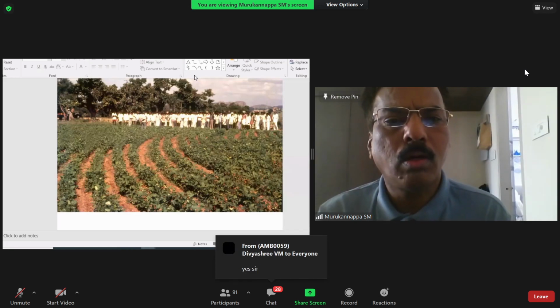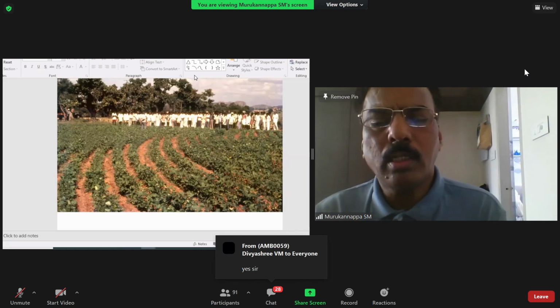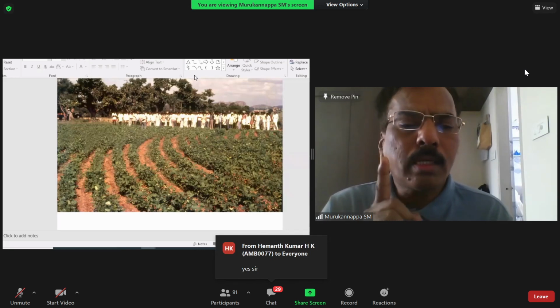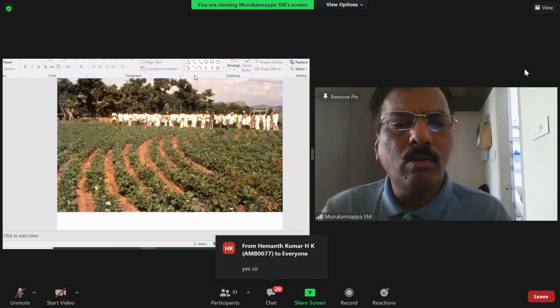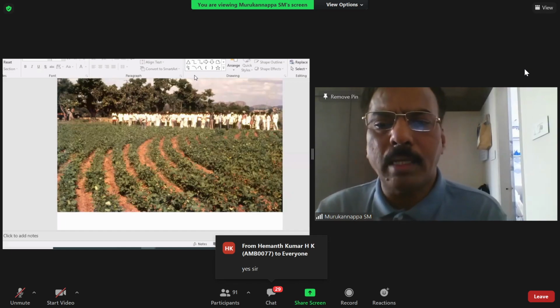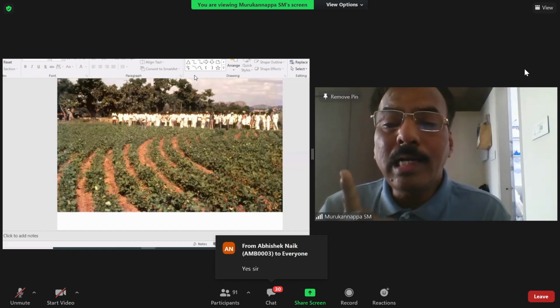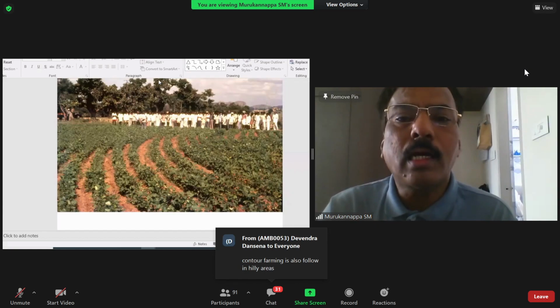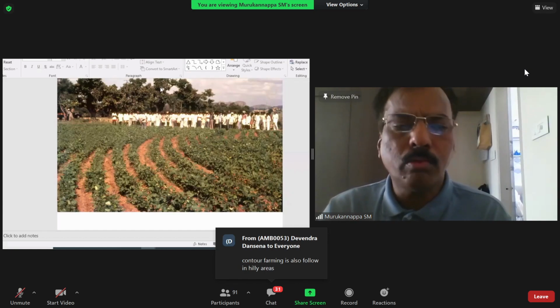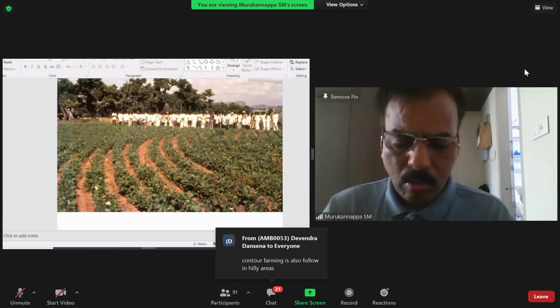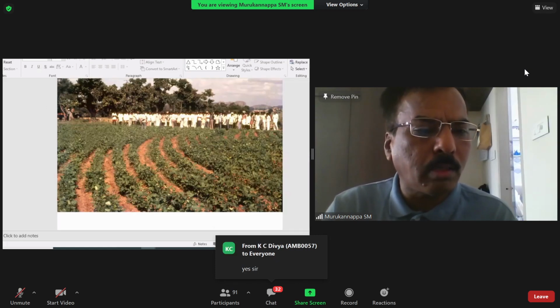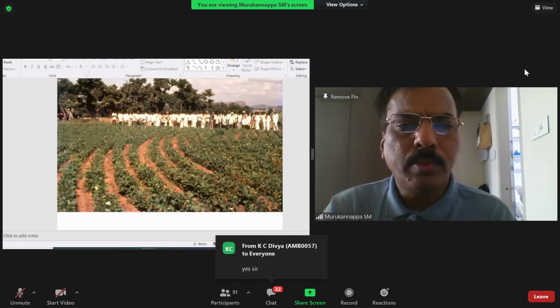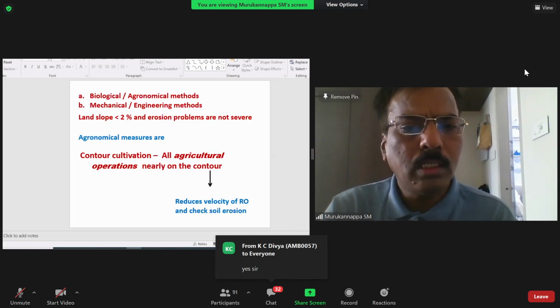Okay then. Is it clear now? So that means this is one conservational measure. Very good, Eamon. Conservational measure for cultivated land. That is cultivated land. This is one. Next one. What are the other conservational measures? This is the first one.